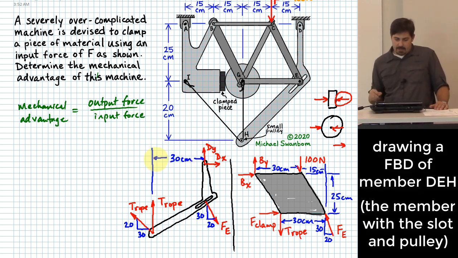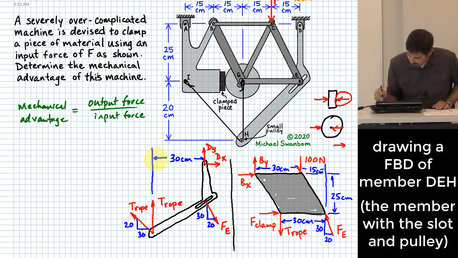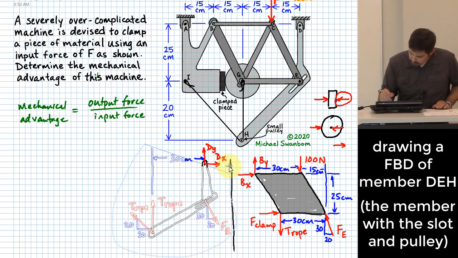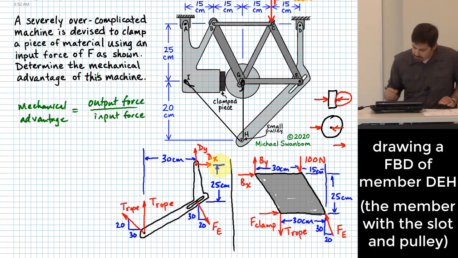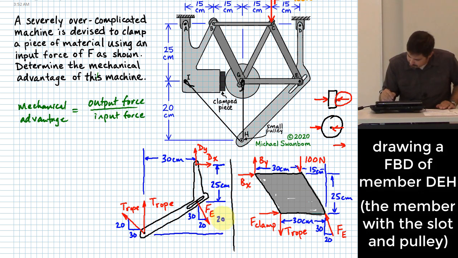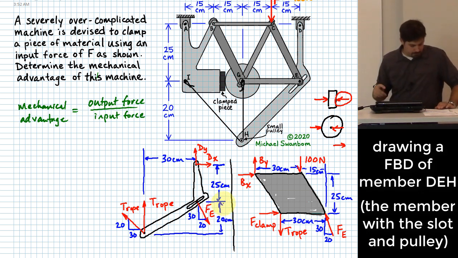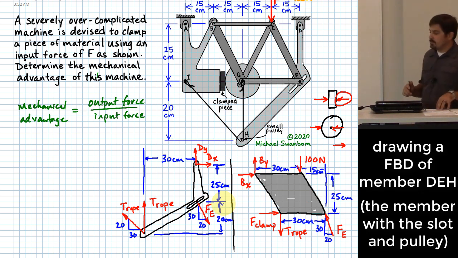What other lengths do we need? I'm going to give myself just a little more room here. We need to know the heights. So we know how high it is here. What's that height? That's 25 centimeters. And what's another height that we might need? How high it is from E to H. That was 20 centimeters. Good deal. What else do we have?